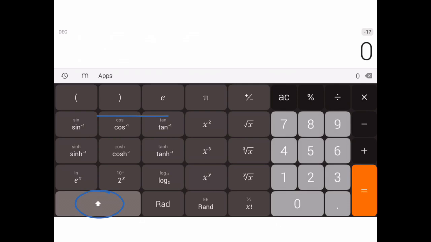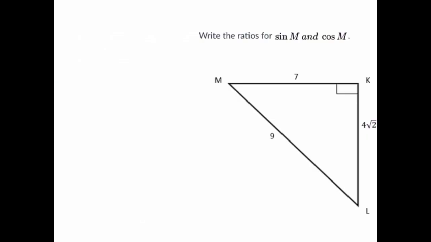All right, let's work on some of your homework now. This question wants us to write the ratios for the sine of m and the cosine of m. So I've written down those functions here, and if we start here at angle m, the sine is the opposite, so 4 radical 2, over the hypotenuse, which is always across from the right angle. So the sine of angle m is actually 4 radical 2 over 9.